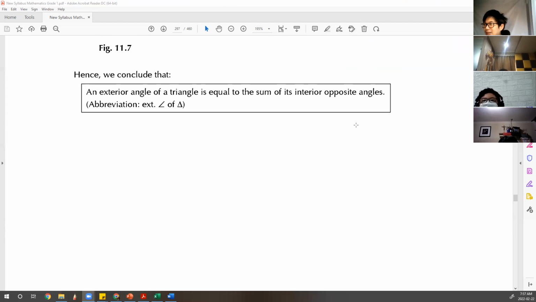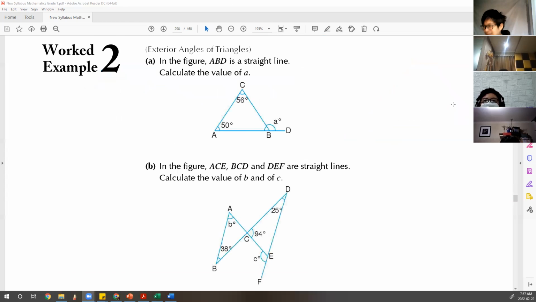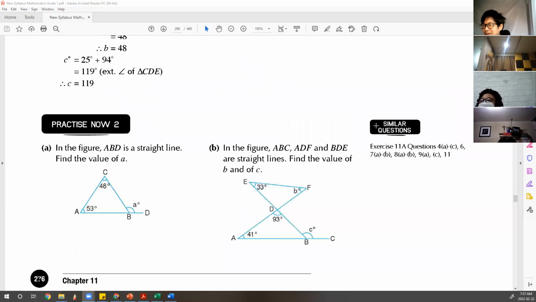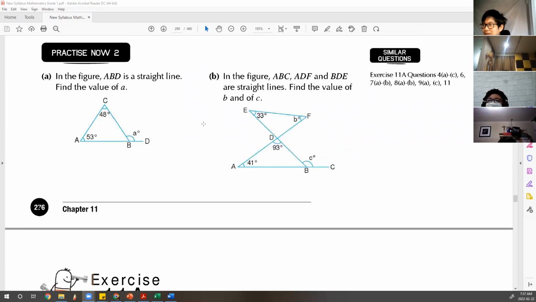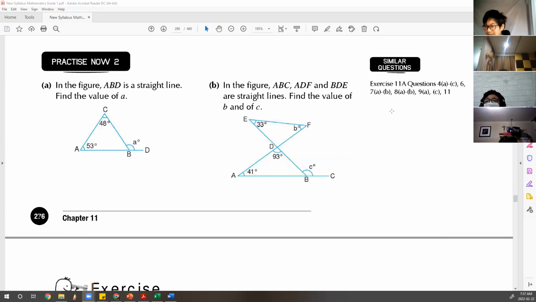Next, how do you calculate A? Wait, no, we have to solve it. There you go, practice now. How do you calculate A? A is the exterior angle of one triangle with the angle of this, right? So the other two are 48 and 53. You don't have to think too much, right? So A equals 53 plus 48. That's all. 101.